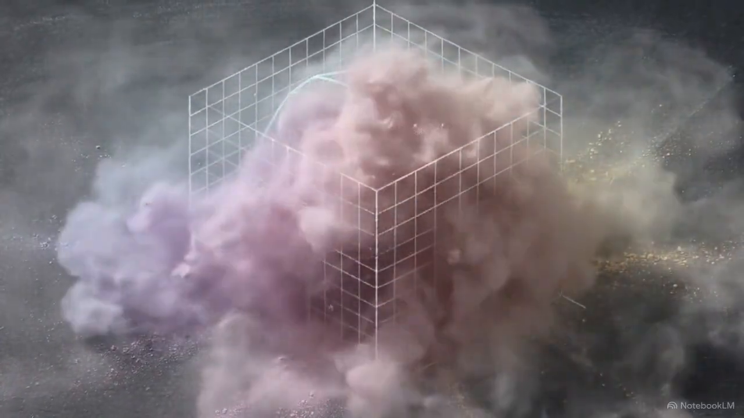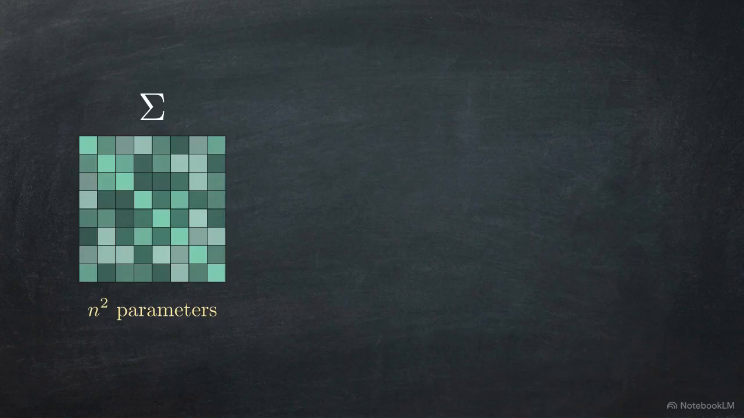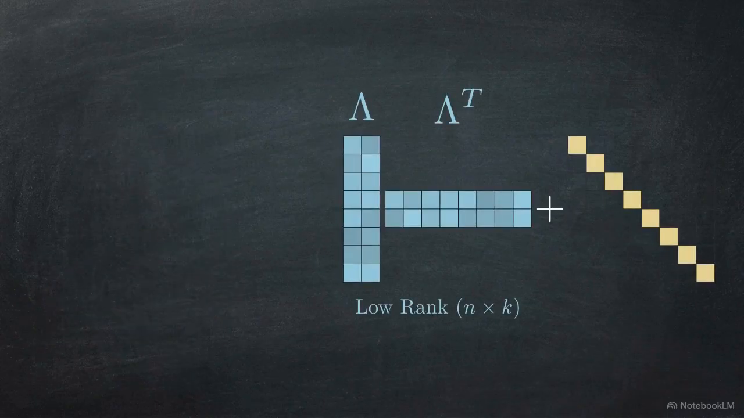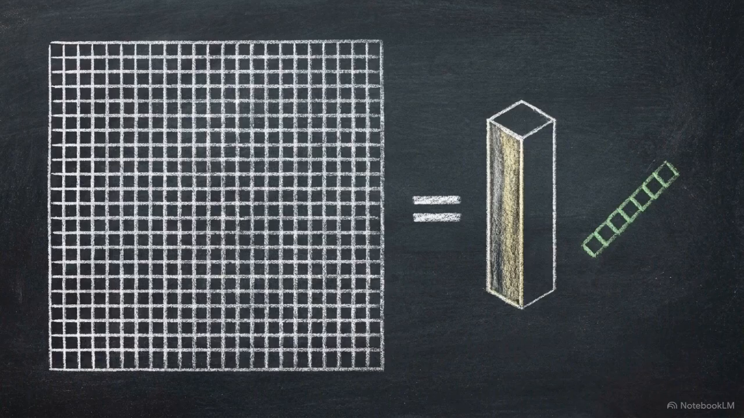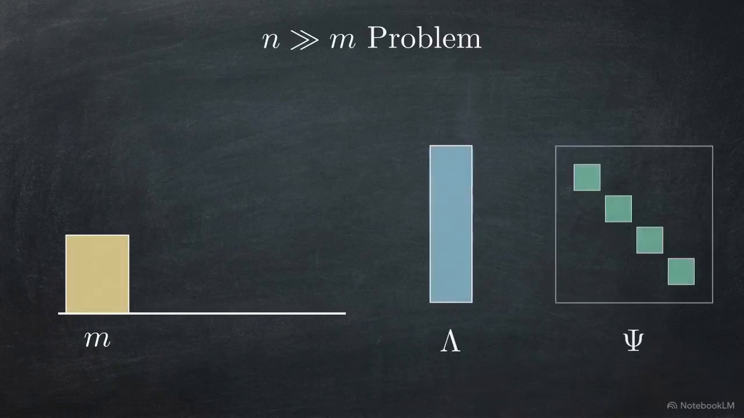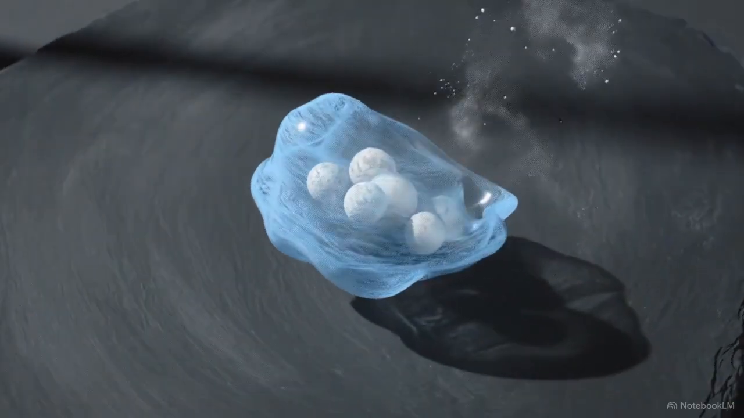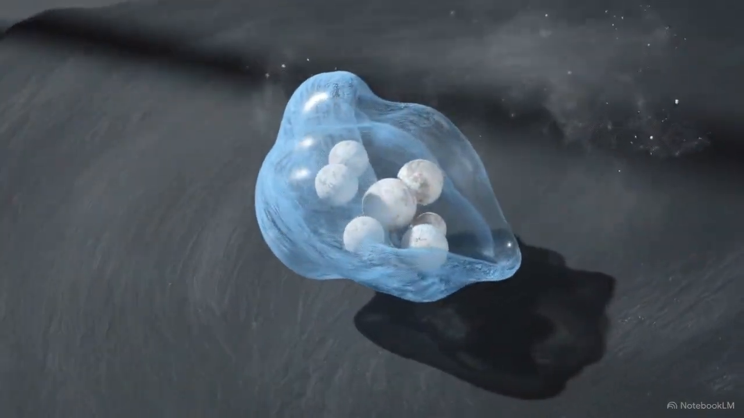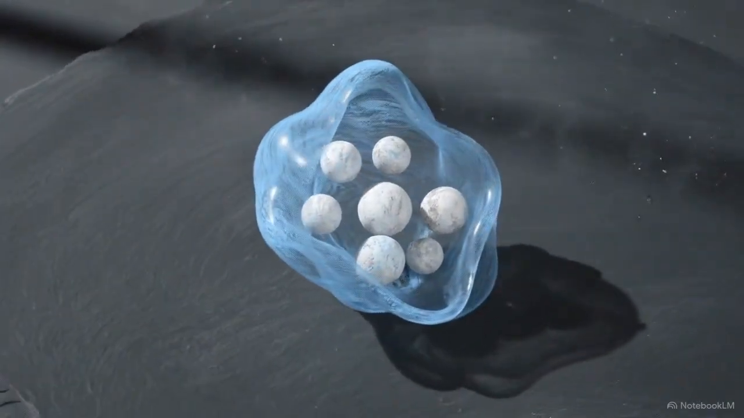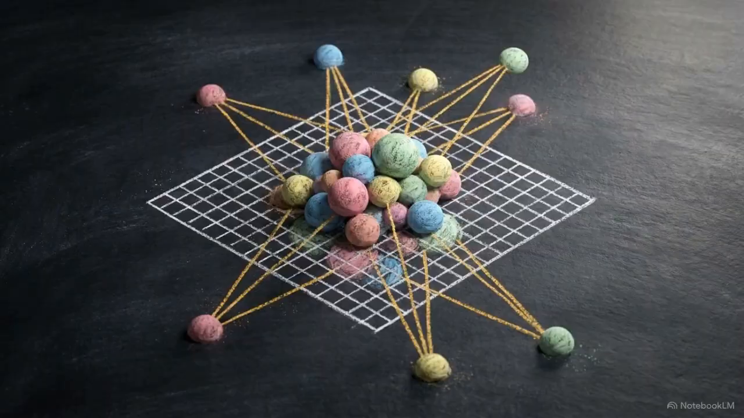A standard dense covariance matrix requires n-squared parameters. Factor analysis replaces this with the compact lambda and diagonal psi matrices. This reduces the parameter count to roughly n times k, where k is the number of latent factors. By lowering the parameter count, we neutralize the n much greater than m problem, allowing us to fit models with much smaller amounts of data. The result is a stable probability boundary that remains robust even in high-dimensional contexts. Factor analysis proves that when data is sparse, projecting a geometric structure into latent space can expose deep correlations that standard statistical models are unable to detect.